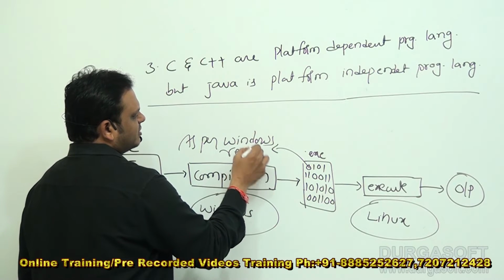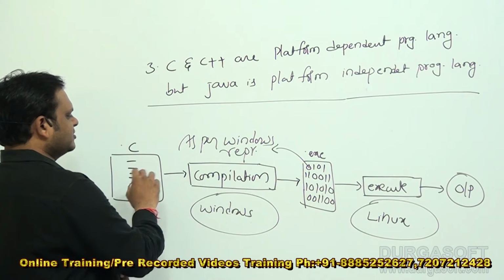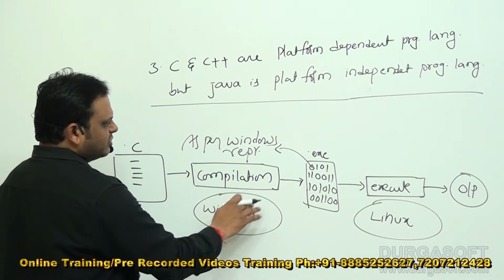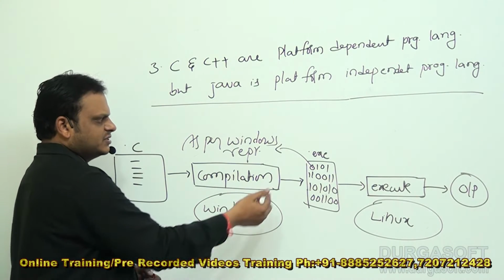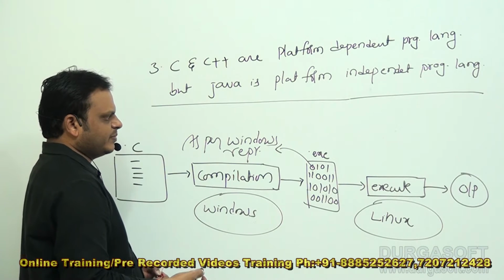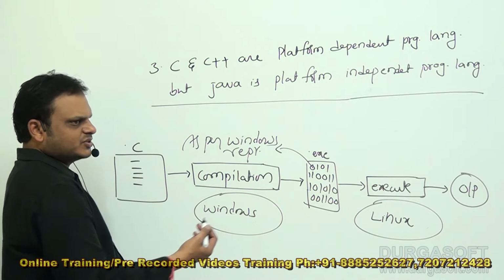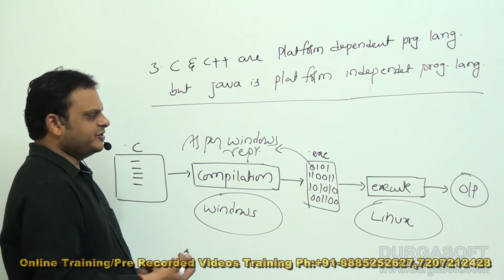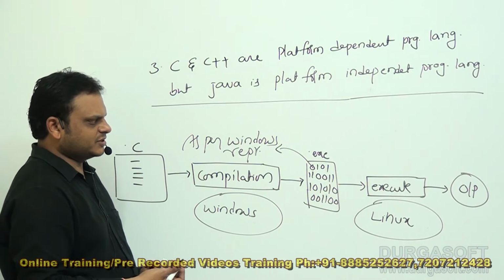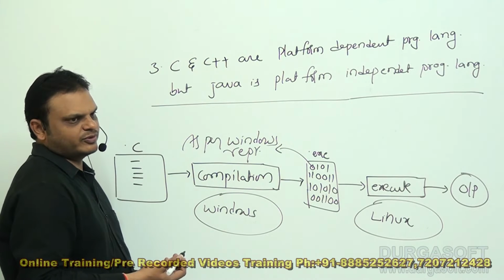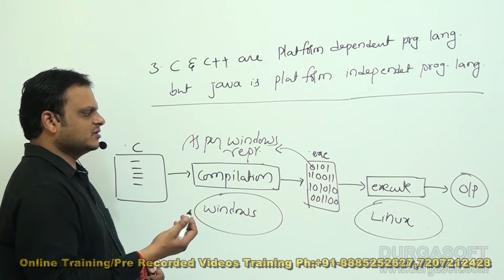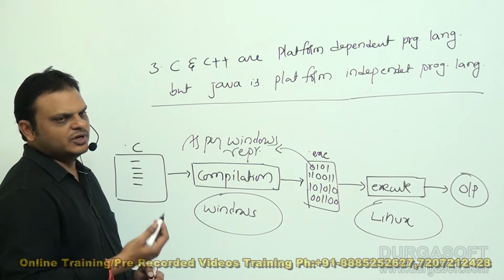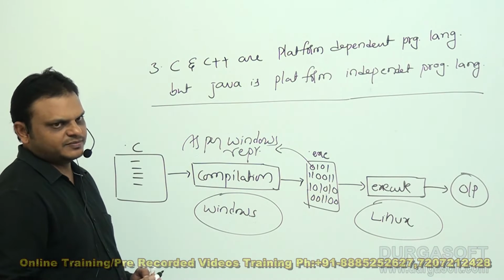This executable code is provided as per Windows representations. Why? Because our C program is compiled on Windows operating system, so the same Windows operating system representations exist in the .exe file. It means that operating system to operating system data representations vary. Windows follows one type of representation, Linux follows another type, Unix follows another type. Like this, data representations vary from operating system to operating system.